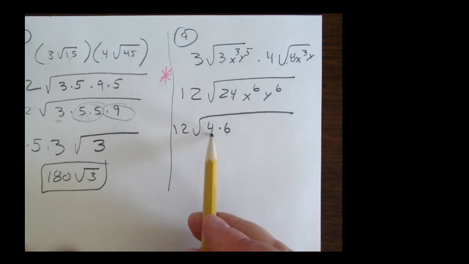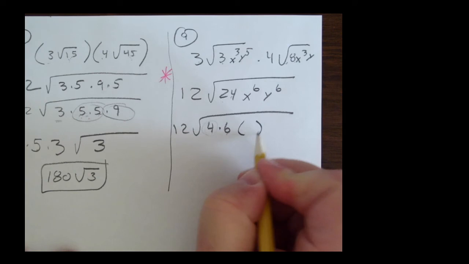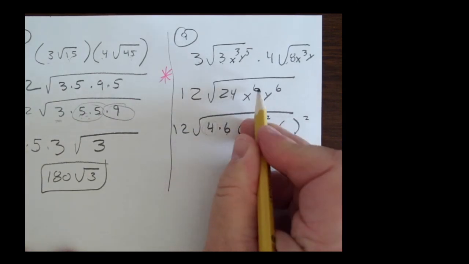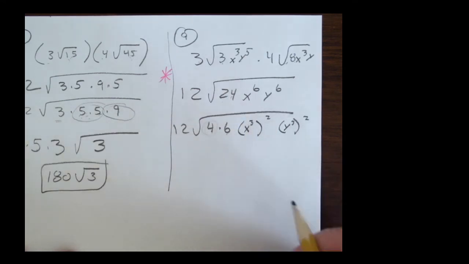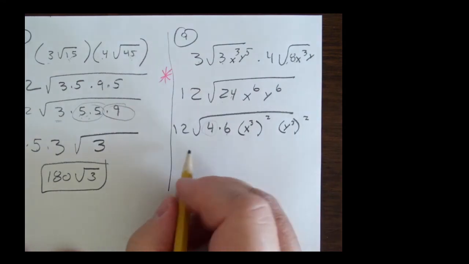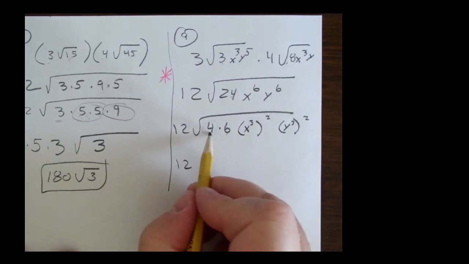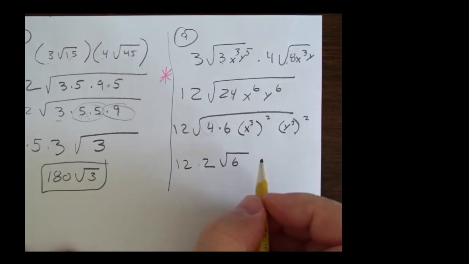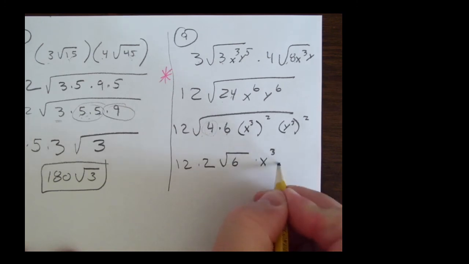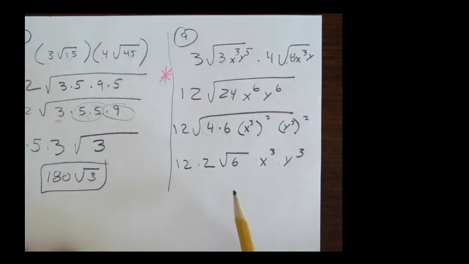We're looking for our perfect squares again, right? And what squared will give us x to the 6th, then y to the 6th, because they're both 6. So what do we got? 12. What's the square root of 4? 2. We still have the square root of 6, and then x to the third times y to the third, and that's our answer. We just got to collect the like terms. 24 x to the third, y to the third, square root of 6.